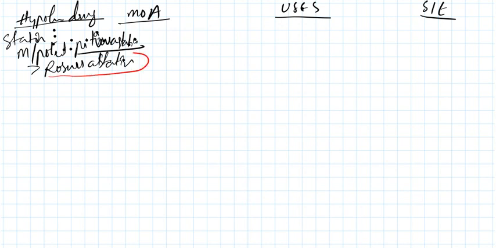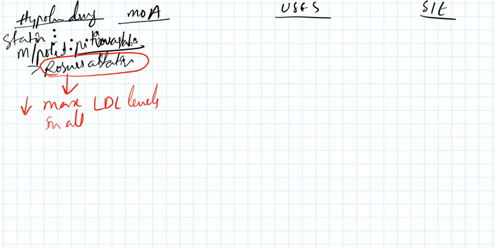Now, if you ask me which one decreases the maximum LDL levels, it is rosuvastatin. This is an MCQ. When compared to all the statins, rosuvastatin is the drug which decreases the maximum LDL levels. Remember, okay?